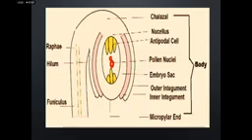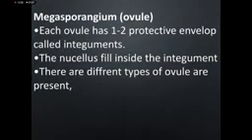Then there are two protective layers, the outer integument and inner integument. So we can say an ovule is the embryo sac covered with outer and inner integuments. Each ovule has 1 to 2 protective envelopes called integuments. The nucellus fills inside the integument.